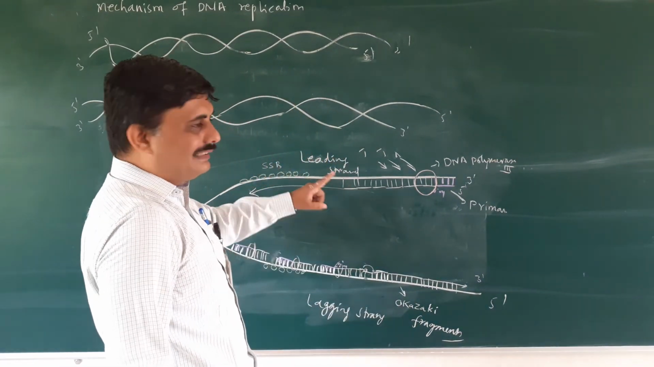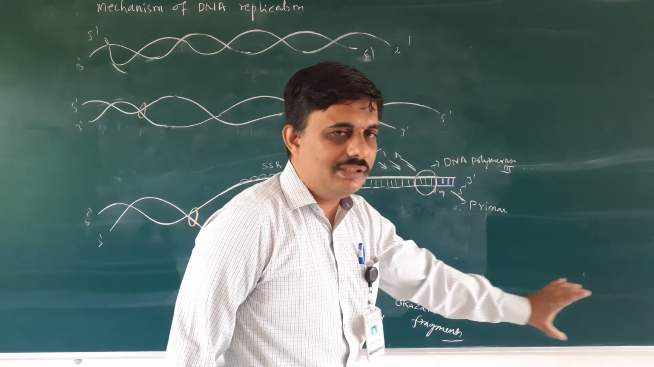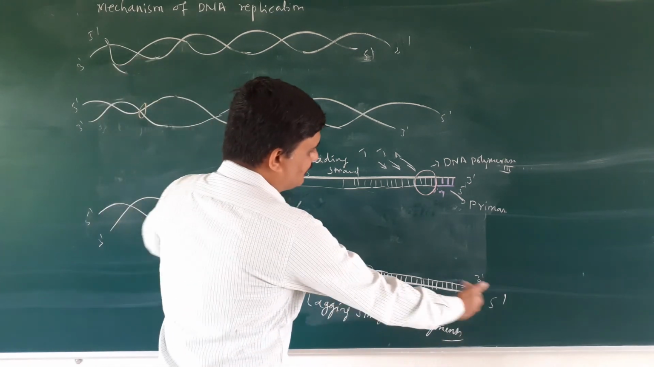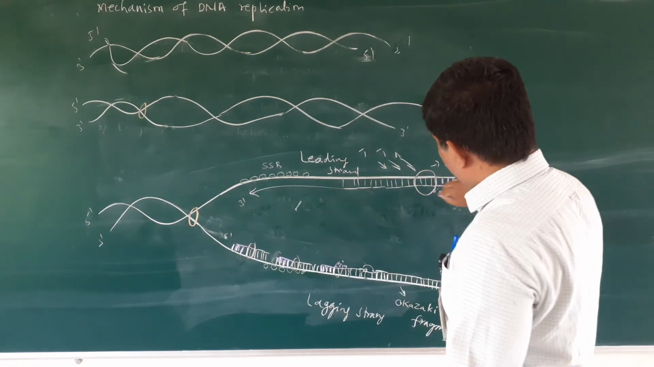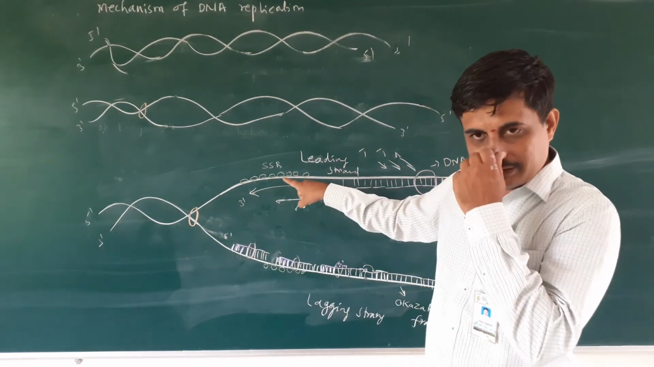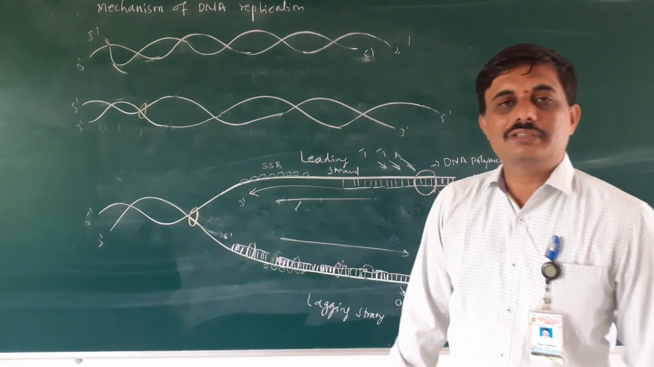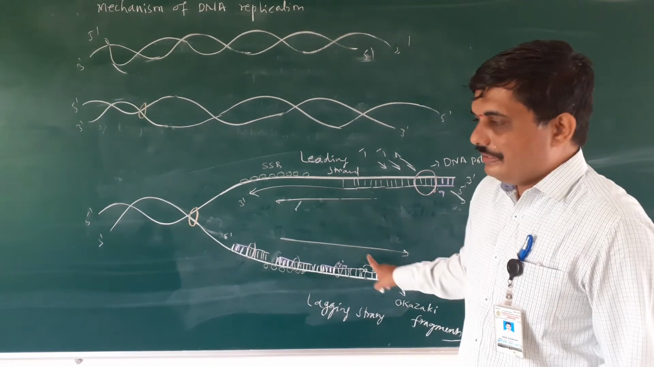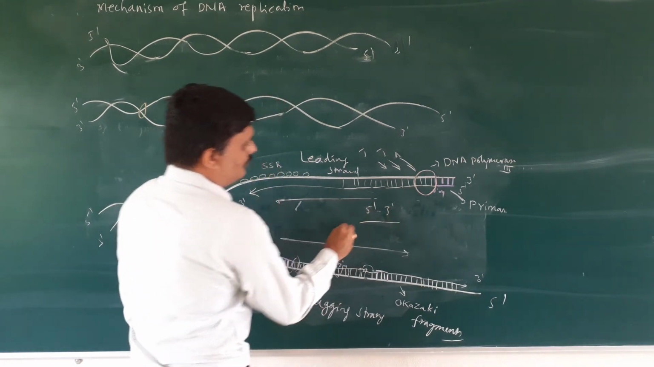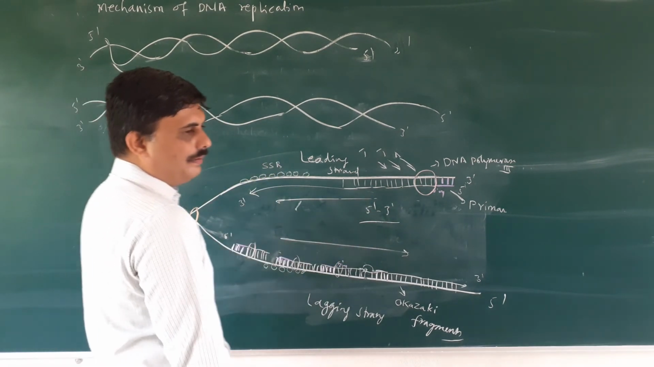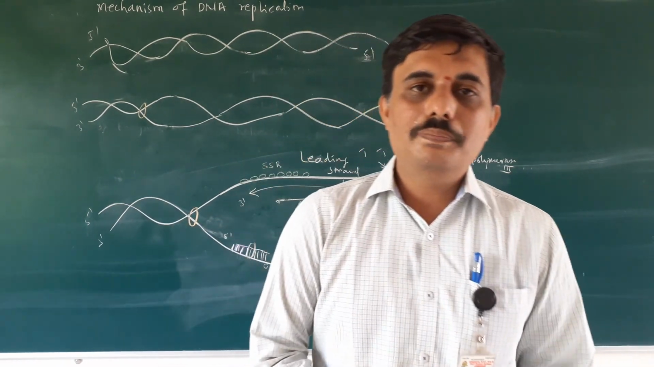This is called the leading strand; continuous DNA synthesis takes place. In the lagging strand, discontinuous DNA synthesis takes place. This is the leading strand and this is the lagging strand. Always the DNA synthesis takes place in the 5 prime to 3 prime direction.